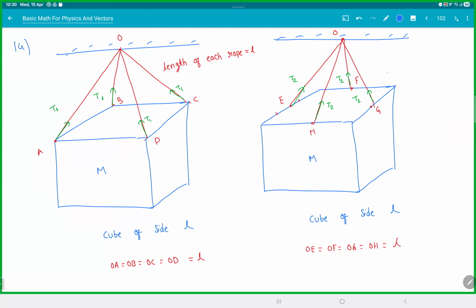Right, so these are midpoints, okay? E, F, G, H are midpoints. Looking at it, you're getting a feeling they might not be the same. So find the ratio of T1 by T2.